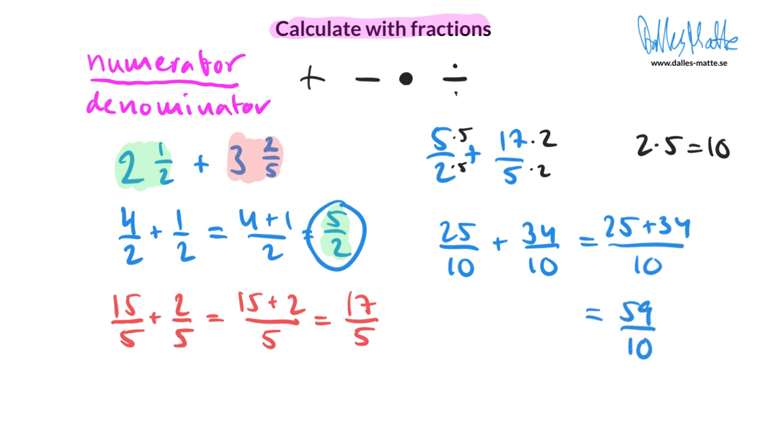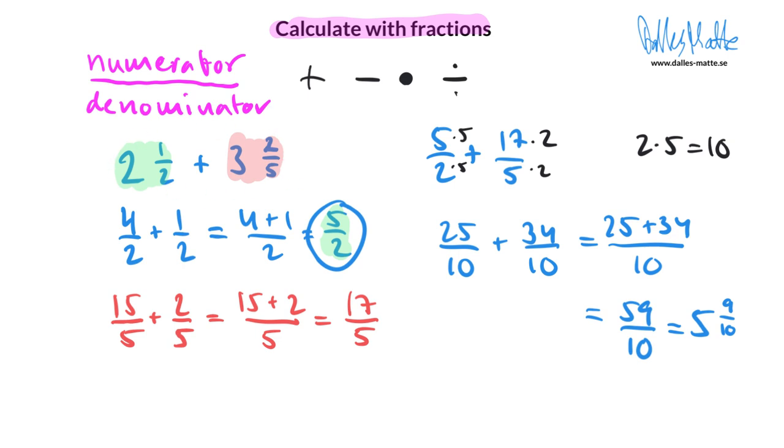And this is 59 over 10. And now we can, if we want to, go from fractions to mixed form again, because from the beginning we had mixed form. And now we can make it mixed form again. 10 in 59, it goes 5 times, and then we have 9 over 10. So this is the mixed form, and this is the fraction of this operation that we did here.